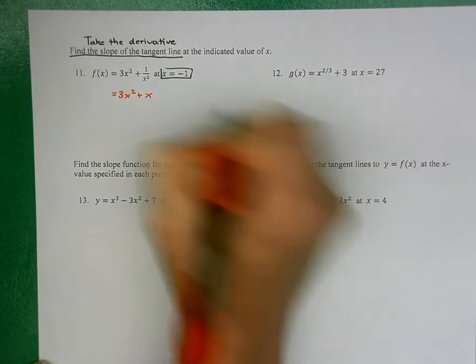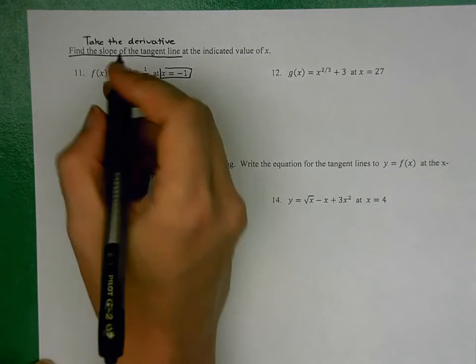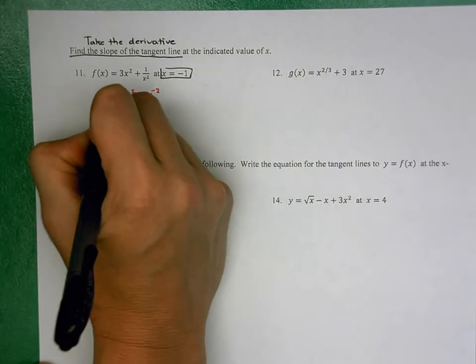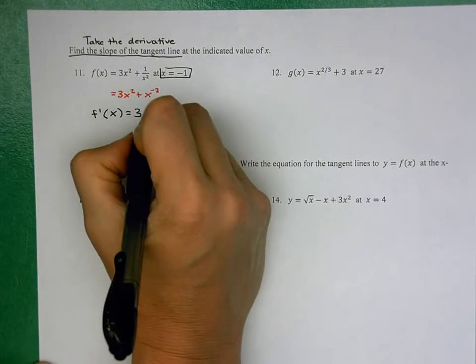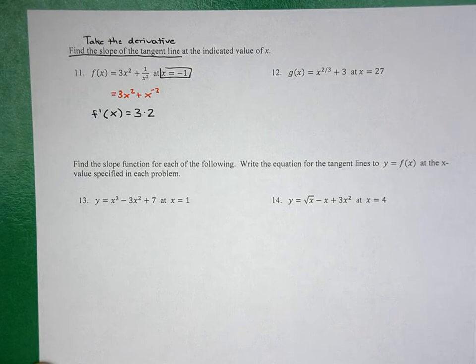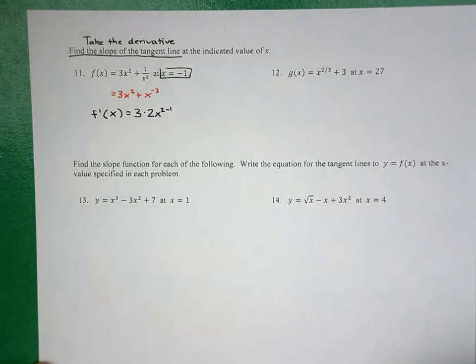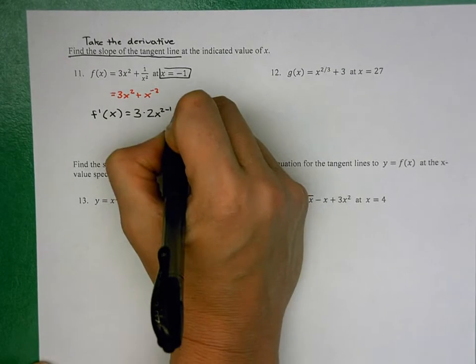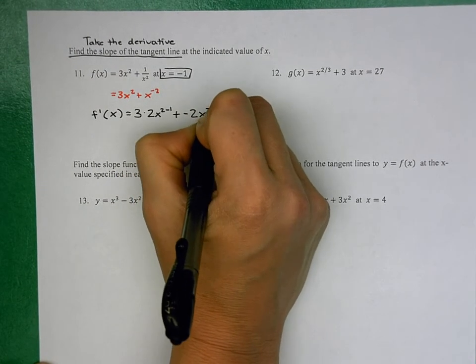Its exponent would be -2. And so now I can take my derivative. F prime of x is, the n in this first term is 2. And then my exponent is going to become n minus 1. In the second term, my n is -2. And so my exponent is going to become -2 minus 1.